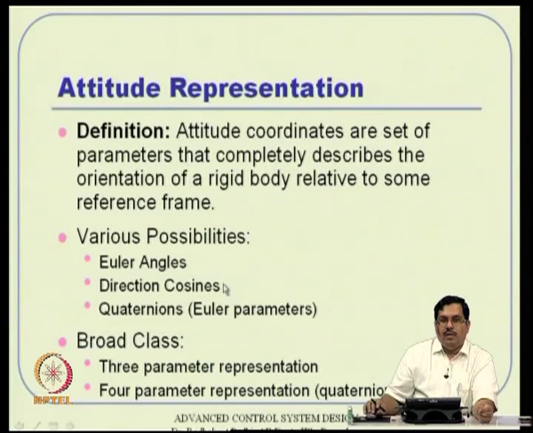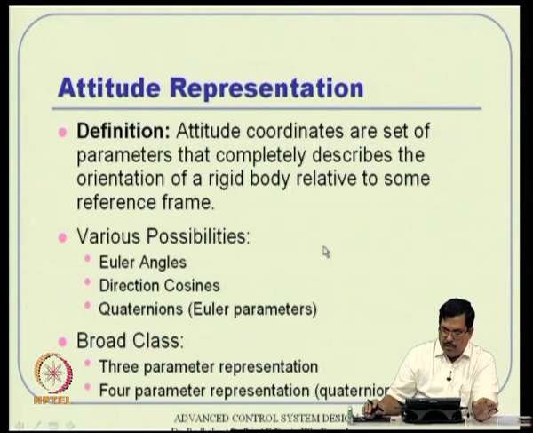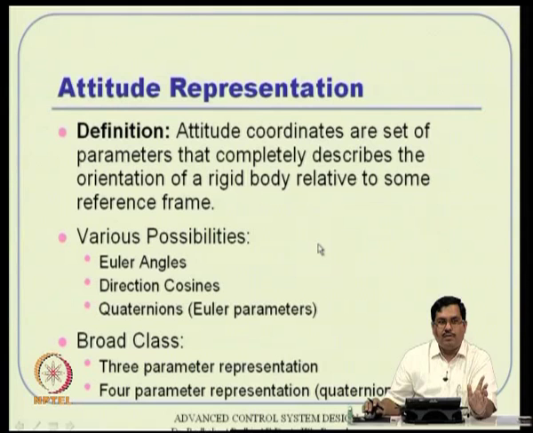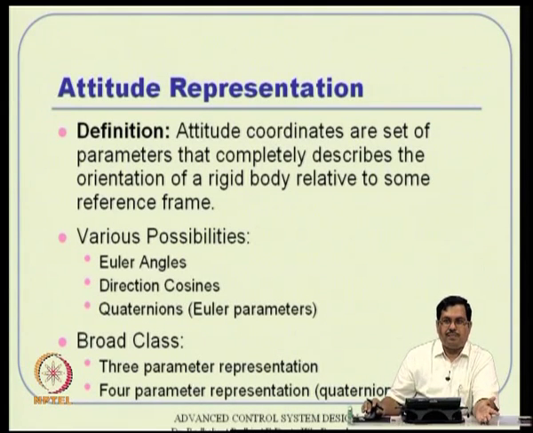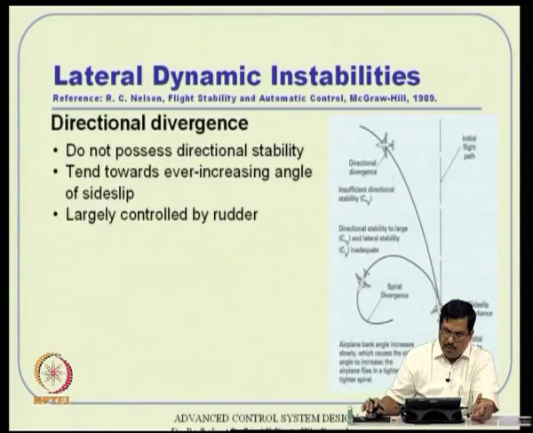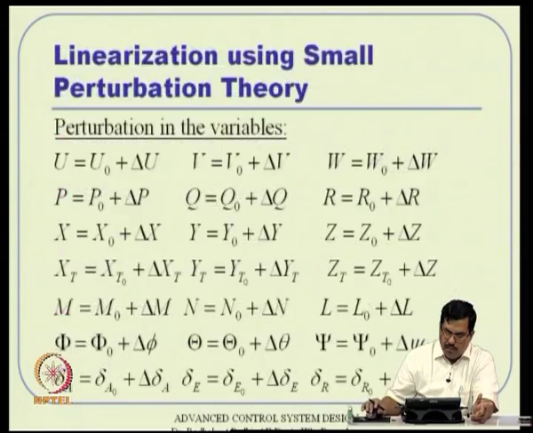Broadly, there are two classes of these parameters: a 3-parameter representation and a 4-parameter representation. Quaternions fall in the 4-parameter representation. 3-parameter representations are nice because attitude is actually a 3-parameter quantity. Whatever you see, any attitude is 3 angles somehow. But there is a serious problem, and we'll see that. If you want to look at it quickly, I can go there and come back.